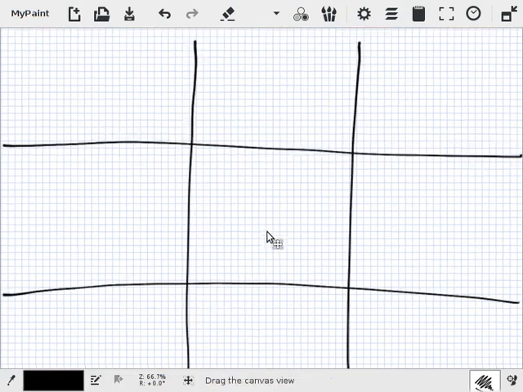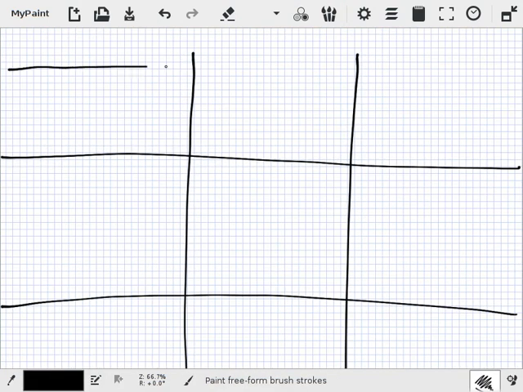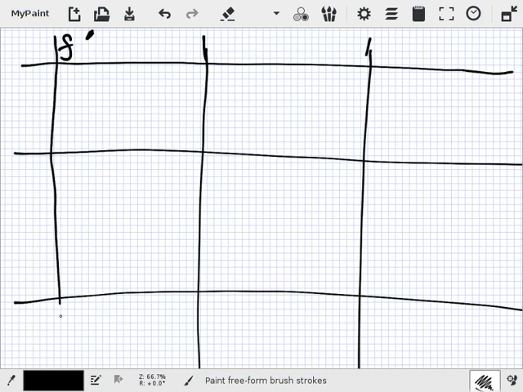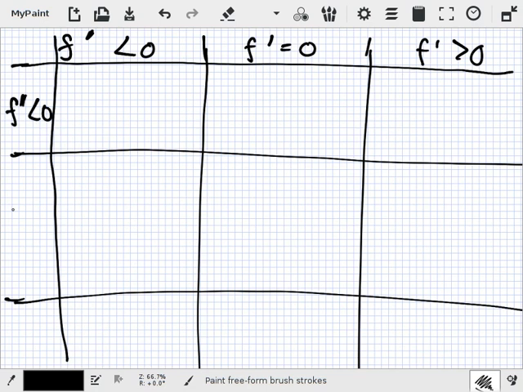So on the top, I'll put in the first derivative. Let's scoot over here a bit. And here I'll put the second derivative. Okay, so the first derivative is negative, the first derivative is 0, the first derivative is positive. Here the second derivative is negative, the second derivative is 0, and the second derivative is positive.